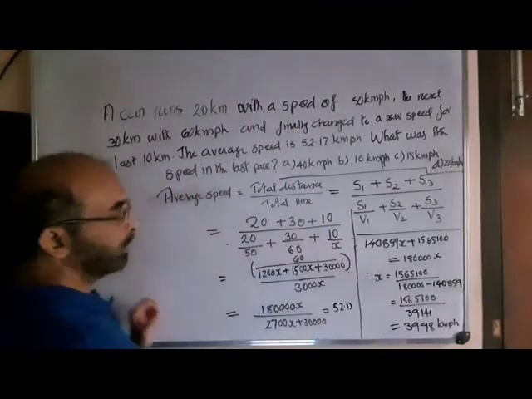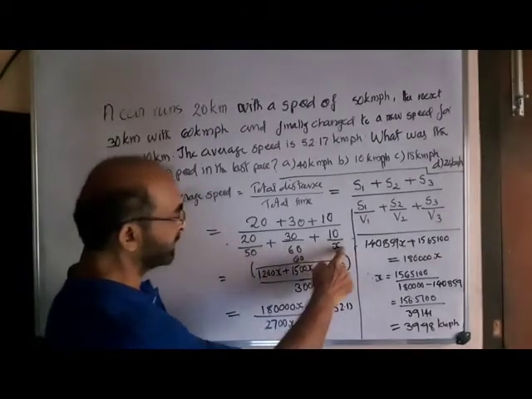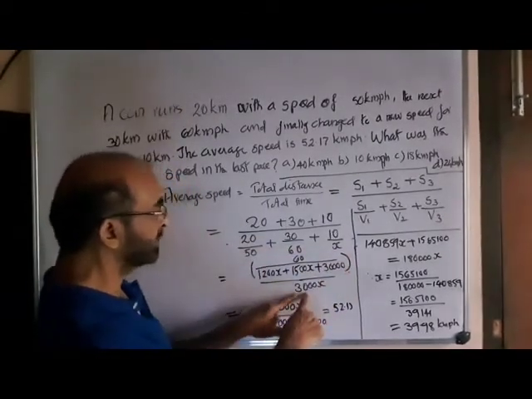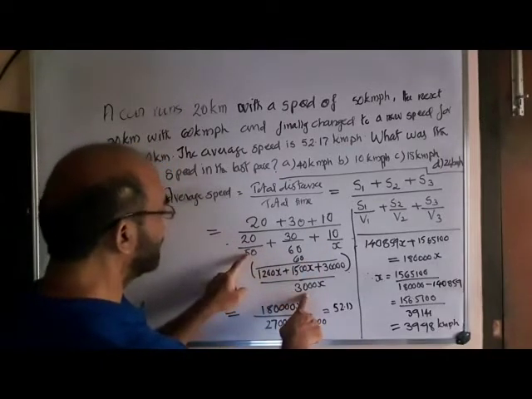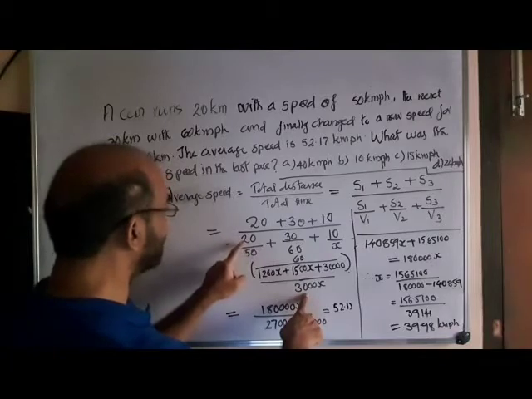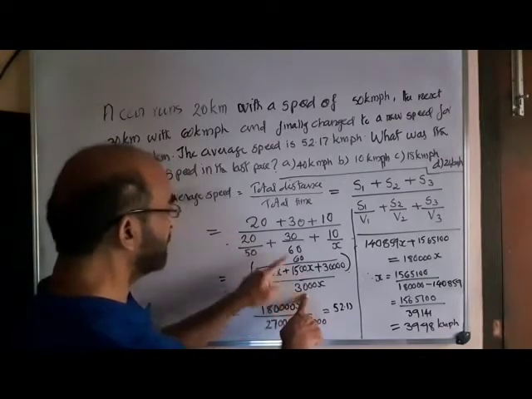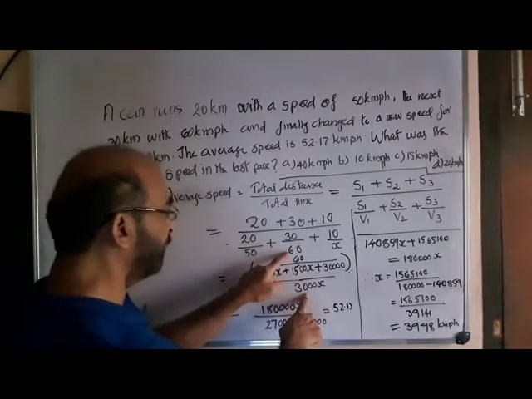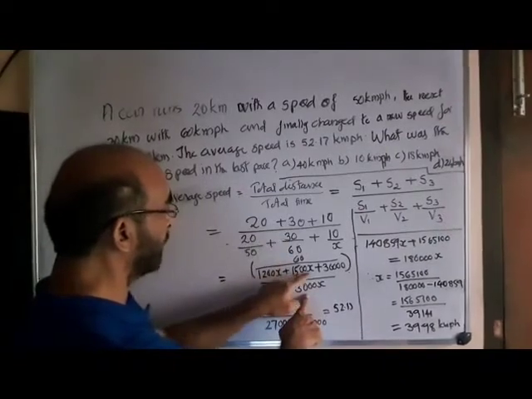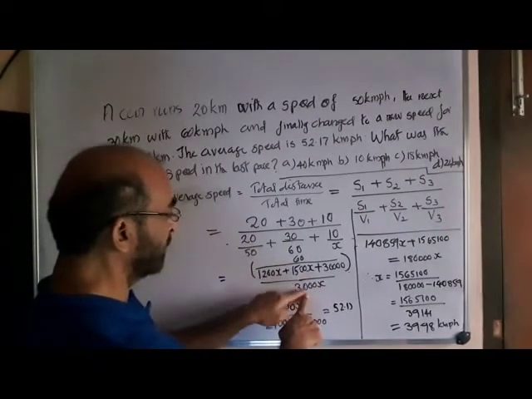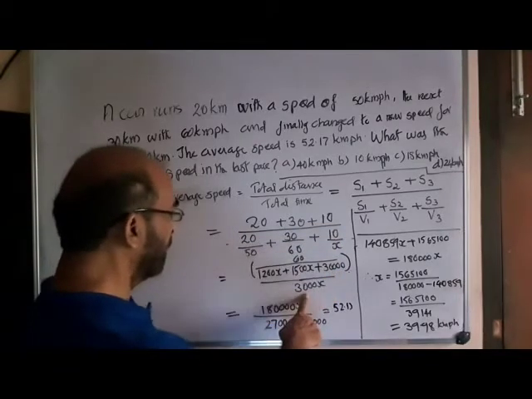Okay. Now we take LCM. Here I took 3000x as the common denominator, in which 50 goes 60x times, 60 into 20, 1200x. Again 3000x, 60 goes 50x times. So 50x into 30, 1500x. And in 3000x, x goes 3000 times. So into 10, 30,000. Okay.